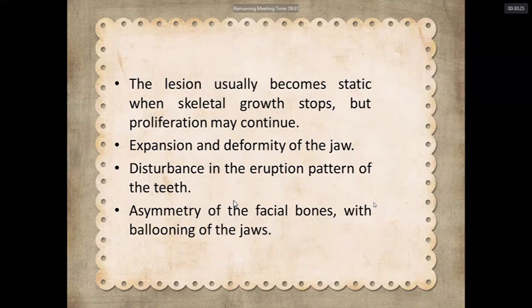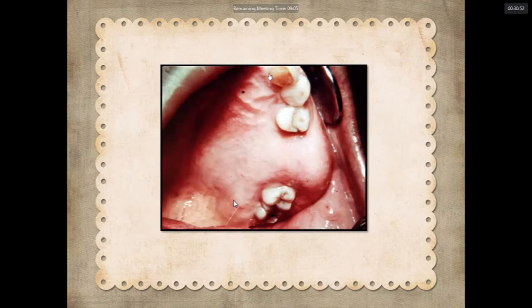Okay, so the lesion usually becomes static when the skeletal growth stops, but the proliferation may continue. Expansion and deformity of the jaw might take place, and there is disturbance in the eruption pattern of the teeth, and there is asymmetry of the facial bones along with ballooning of the jaws. So here you can see the clinical picture of the enlargement of the maxillary alveolar process. The buccal plate as well as the palatal aspect both are expanded.